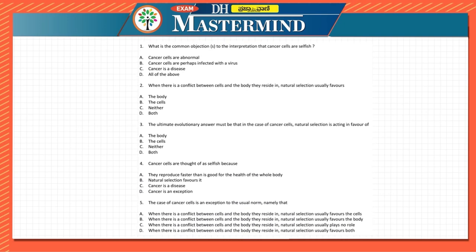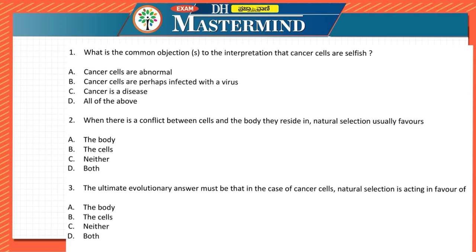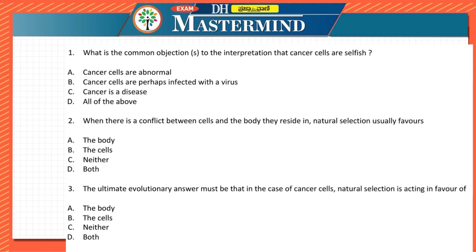There are 5 questions. First question: what is the common objection to the interpretation that cancer cells are selfish? See here, by reading this, we get to know that it will be a science-related passage. So it might be related to definitions, or they might be giving 2 or 3 phenomena, and relating one to one phenomenon, another to another phenomenon, like that. So, what is the common objection to the interpretation that cancer cells are selfish?